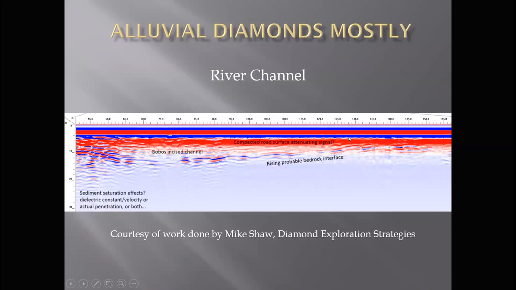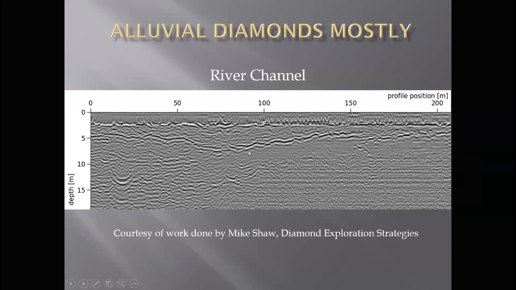You get all this muck on surface, the reflectors close to surface, related to ground effect, etc. But you can clearly see down at 10 meters, down to 15 meters there, the base of the Gobos River channel, and that's the rising bedrock surface there. This is a river channel that is seen underneath Kalahari sand.